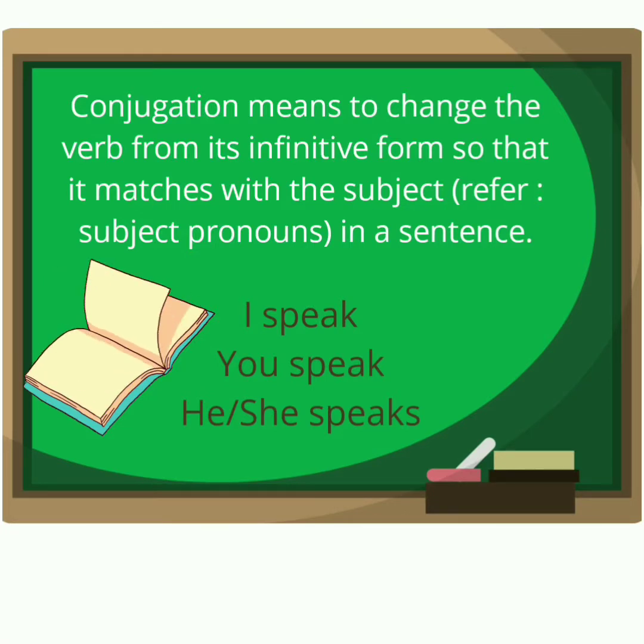What is conjugation? Conjugation means to change the verb from its infinitive form so that it matches with the subject in a sentence. For example, here the infinitive verb is to speak and the conjugation of to speak is I speak, you speak, he or she speaks. The word speak is changing according to the subject. That is conjugation.